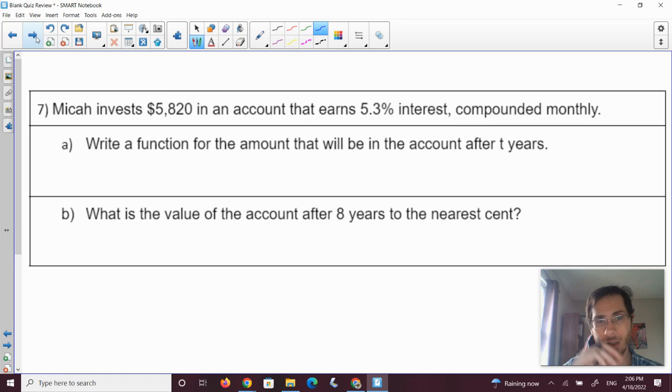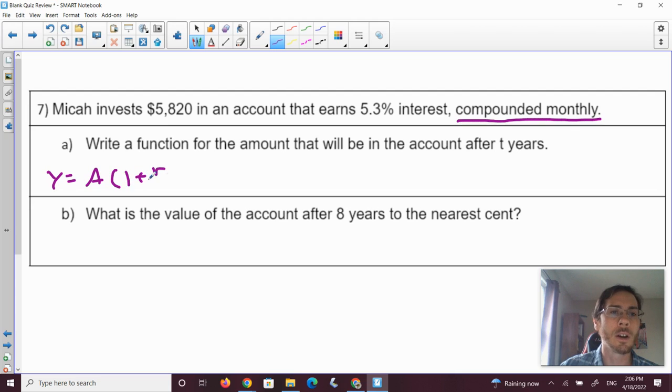For number 7, Mike is going to invest into a different account. It's going to earn 5.3% interest compounded monthly. So here we see we have compounded monthly. So that means that we can't use the one with the e. We have to use the big equation. So y equals a or p, 1 plus r over n to the nt power.